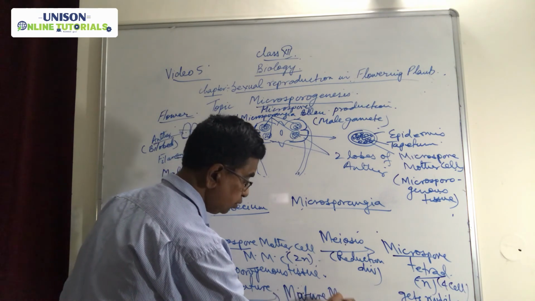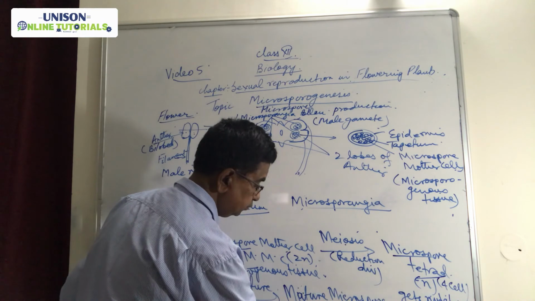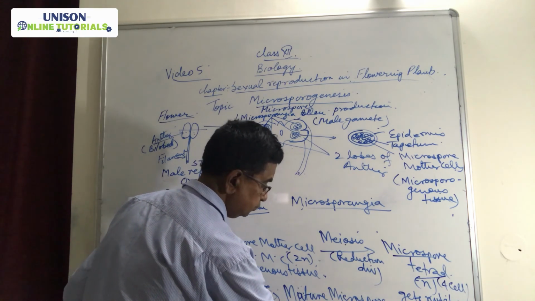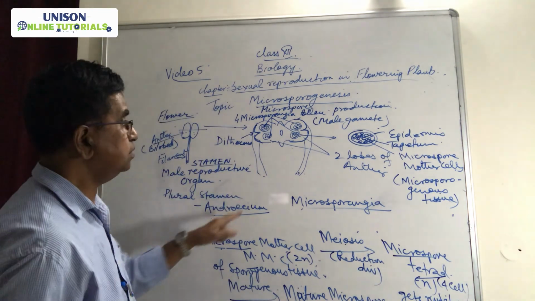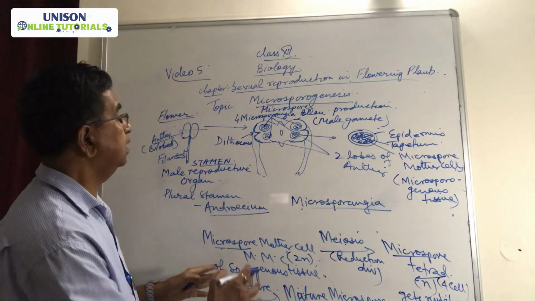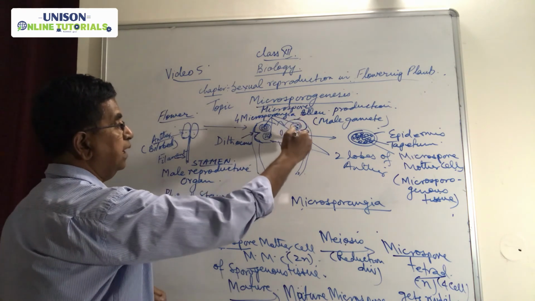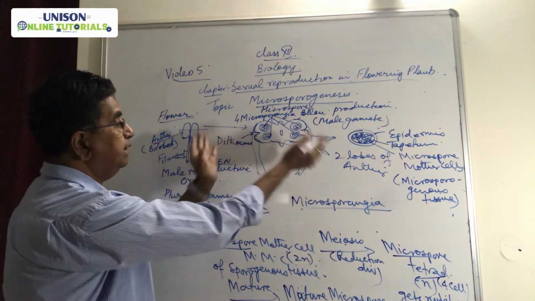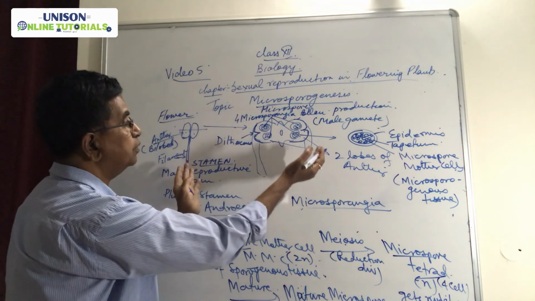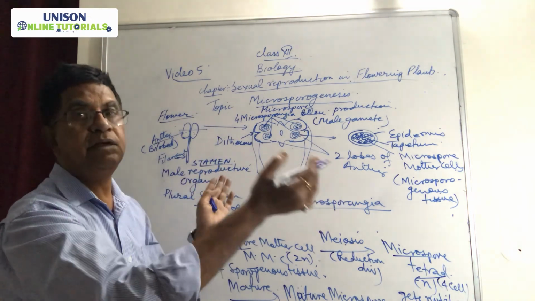A matured microspore is the pollen. So this is the process of microsporogenesis. When mature pollen is formed, then at this dithecous groove of the anther, the anther bursts and the pollen comes out from the microsporangia and is released in the wind, and the wind carries it.